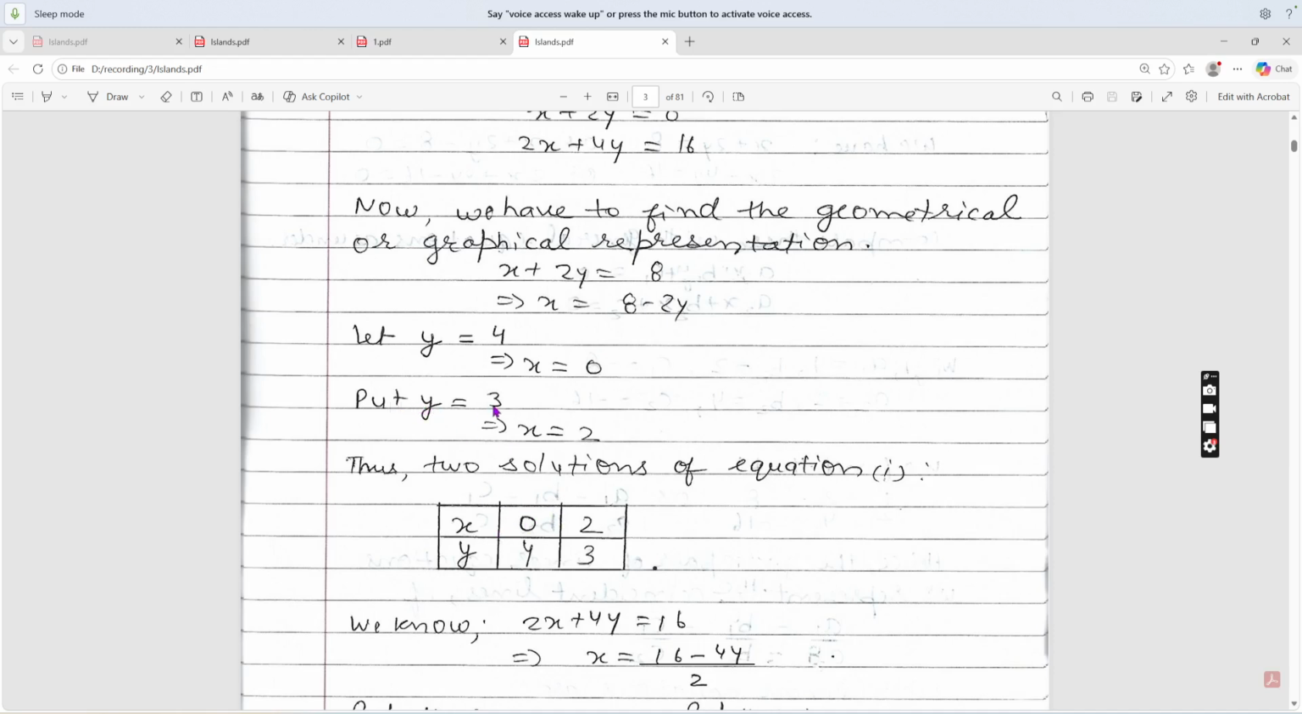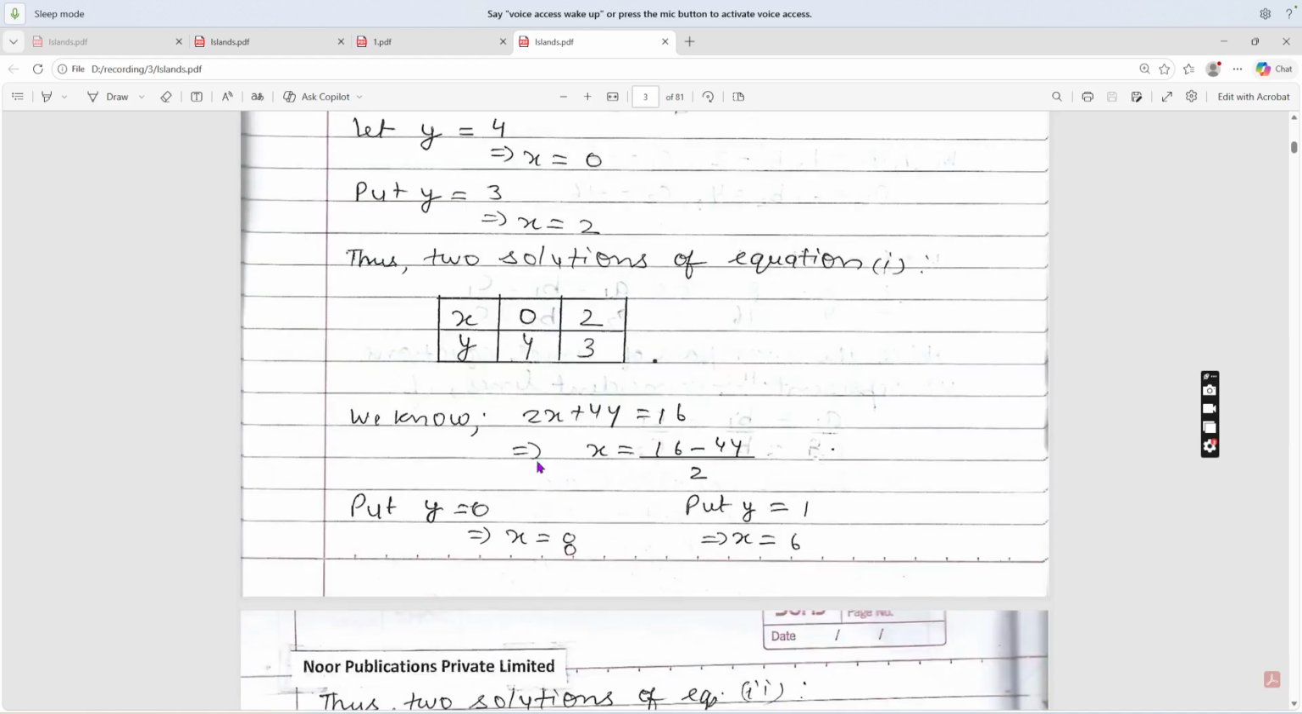Now we are going to put y is equal to 3. When we take y is equal to 3, 3 into 2 is 6, 8 minus 6 would be 2. So when y is 3, x would be 2. We can take one more value. It is also better if we take one more value, but here I have taken only two values. Okay, now we are going to proceed to the next.